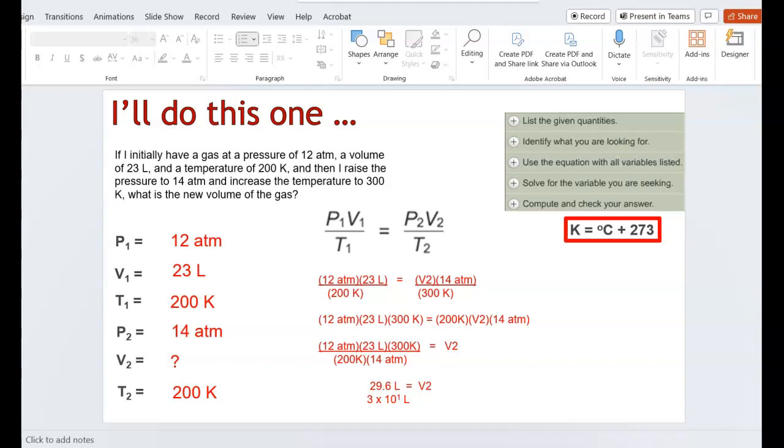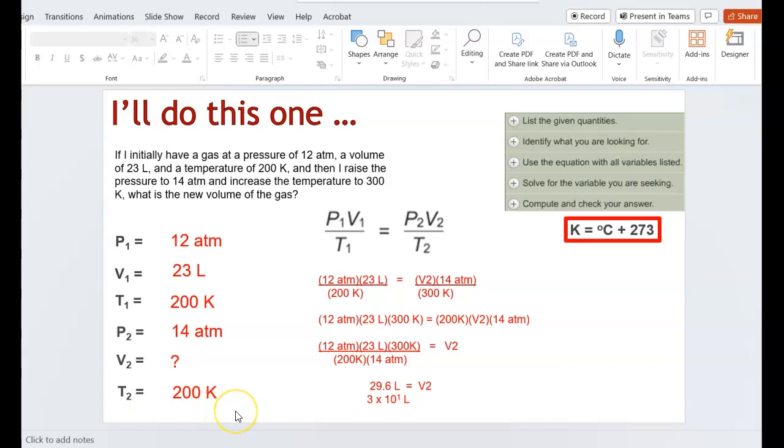So if initially I have a gas at a pressure of 12 atmospheres, a volume of 23 liters, and a temperature of 200 Kelvin, then I raise the pressure to 14 atmospheres and increase the temperature to 300 Kelvin, what's the new volume? Again, we have 2 of everything. The steps are still the same. Let's list all of the variables. I know it's the combined gas law again because I have 2 of everything.